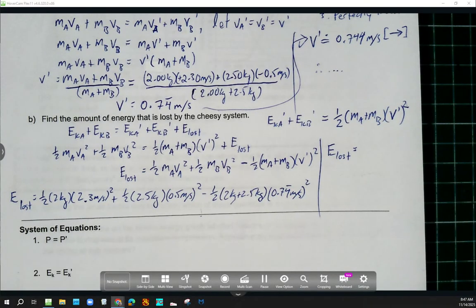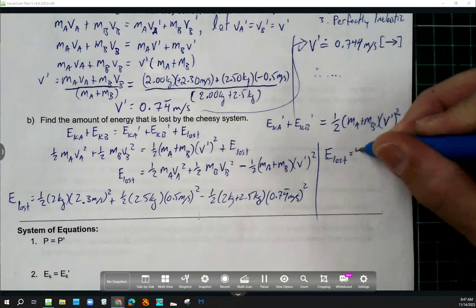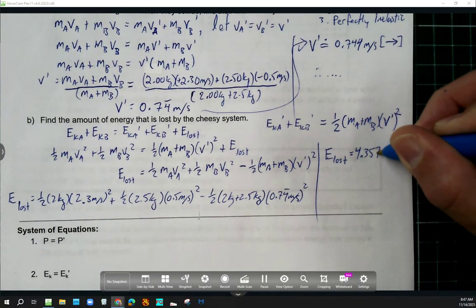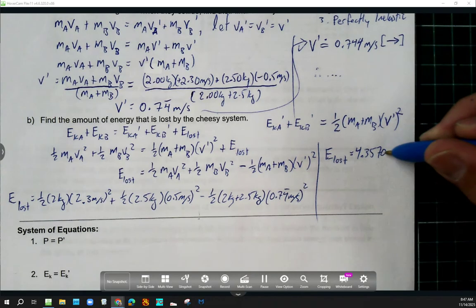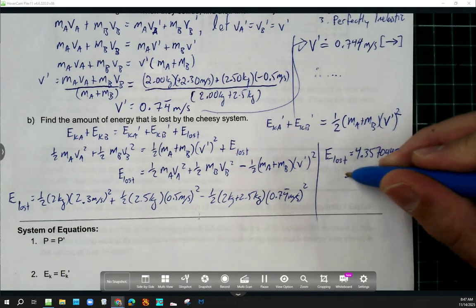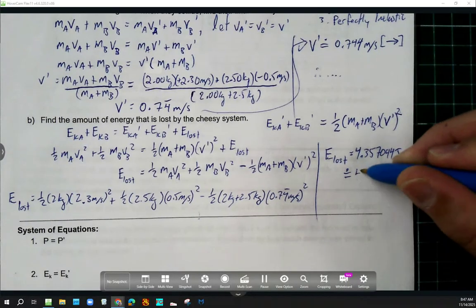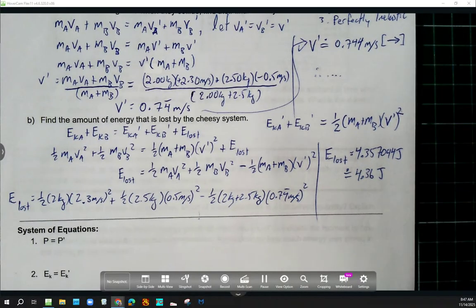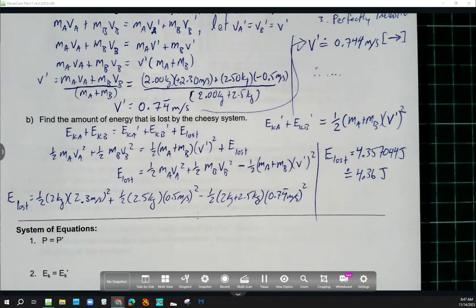I like that question. All right, does anybody get an energy loss? I think it starts with a 4. What do you get? 357,044. All right. And that's joules. And we were floating at 3 sig figs, so about 4.36 joules. Beautiful. All right, that sounds good. Actually, that's exactly what my notes told me too, but I never trust me.